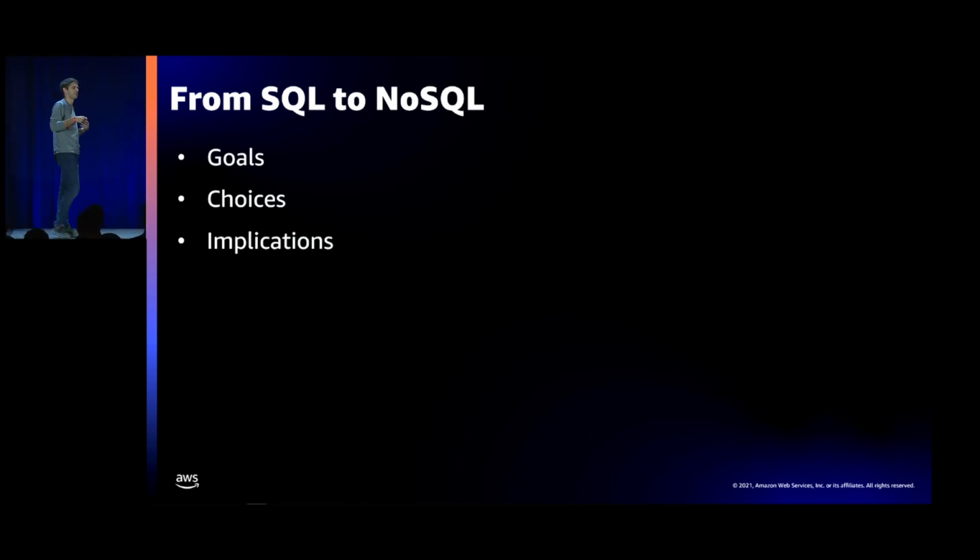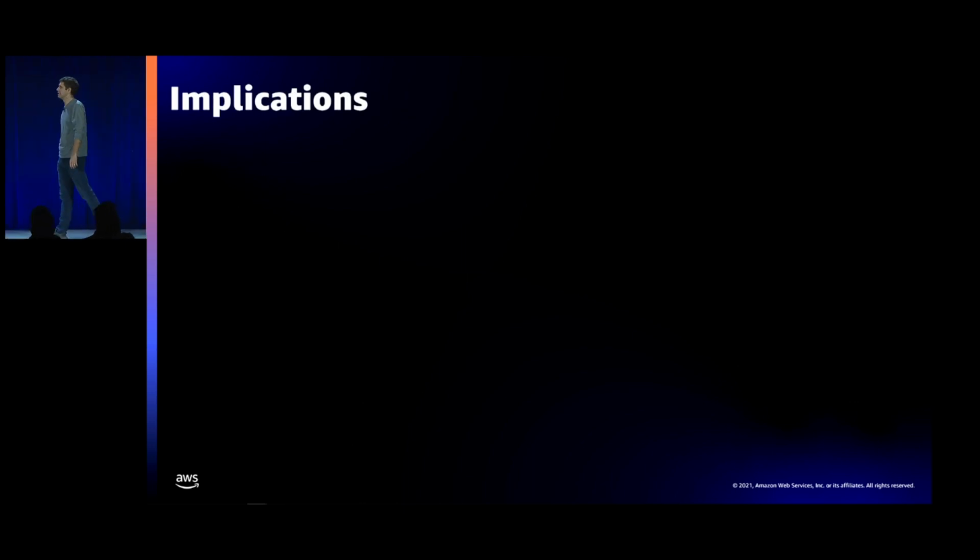So now that we know about the goals, we know about the choices, what are the implications to us as data users, right? So far we've talked about everyone else, but now it's up to us as data users to model our data correctly in Dynamo. And so what are the implications coming from these features? Let's talk about some of those implications.